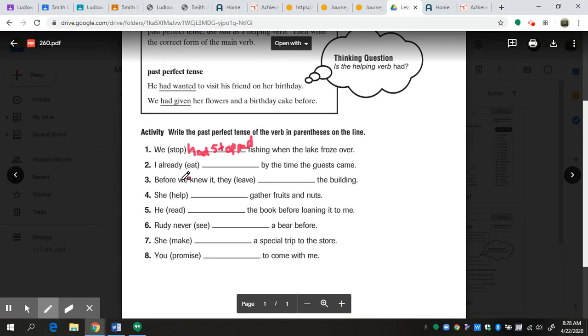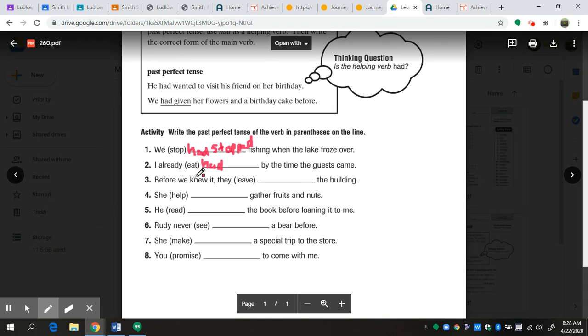Number 2, I already had. Every single one here is going to have had as the first word. So if you want to go through and type had for every single one first, then go back and write the past tense of the verb in parentheses, that would be a great habit to get into. I already had blank by the time the guest came.